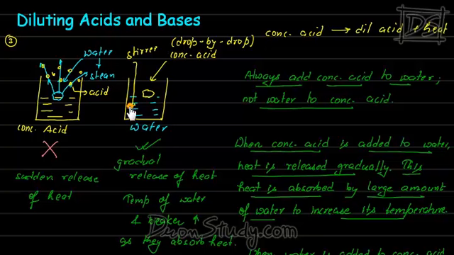So, how will you make concentrated acid dilute, students? Take water in a beaker, then drop by drop put concentrated acid. And with this stirrer, you will keep on mixing it, students.